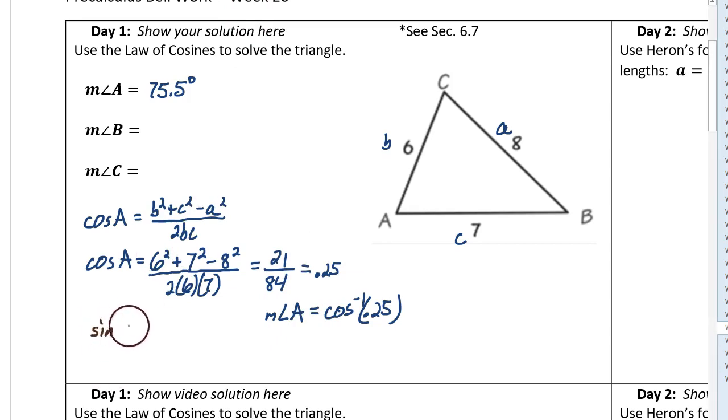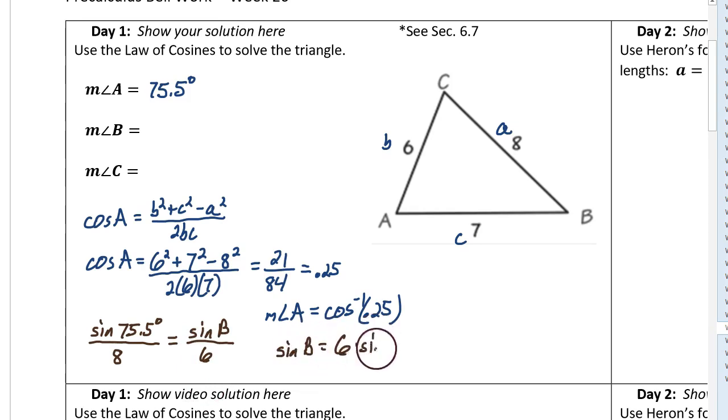The sine of angle A compares to the length of side a, as the sine of angle B compares to the length of side b. This proportion can be solved with the cross multiply technique. We'll get the sine of capital B is equal to 6 times the sine of 75.5 degrees divided by the 8.